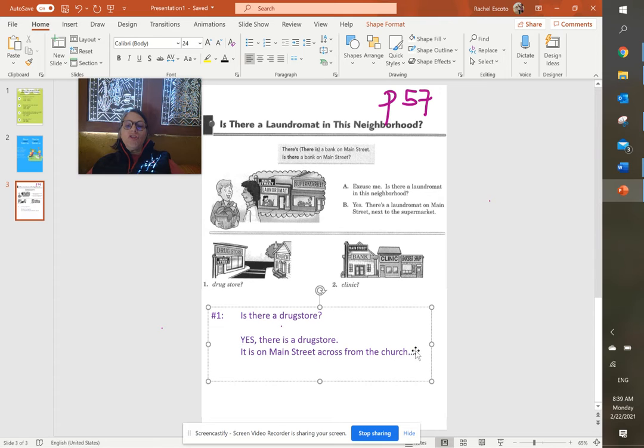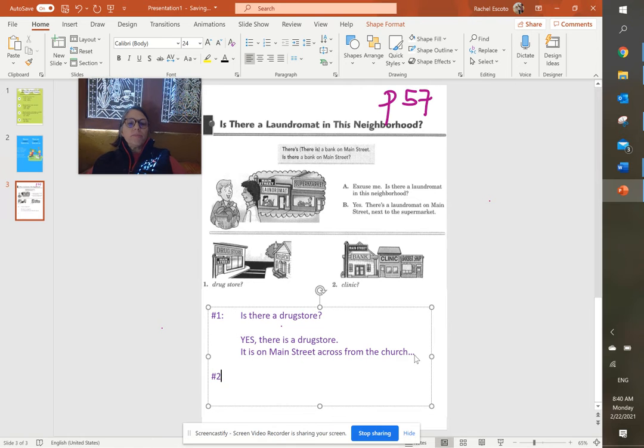Let's look at number two. Oh, you guys, I don't have a mouse with me, and it's very difficult to use my computer. All right, let's look at number two.